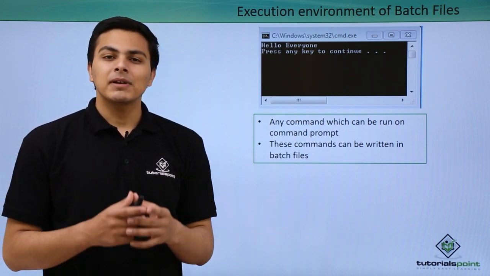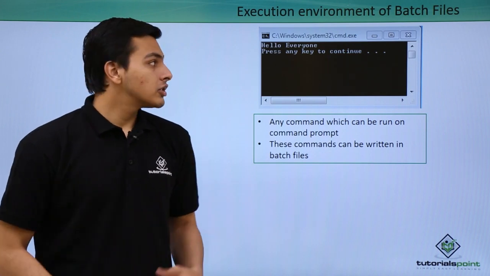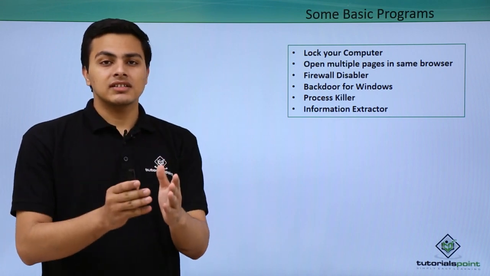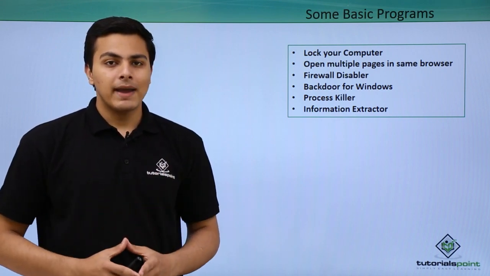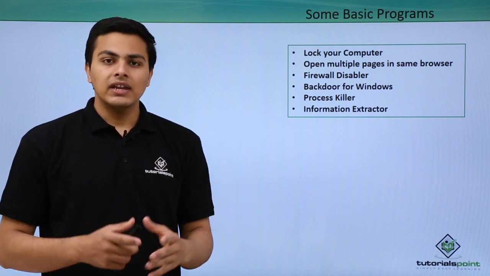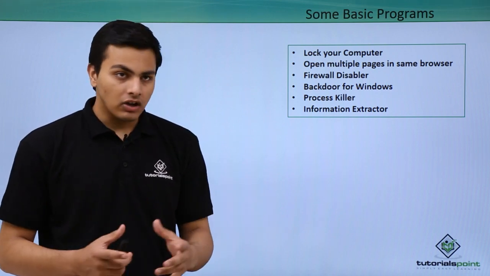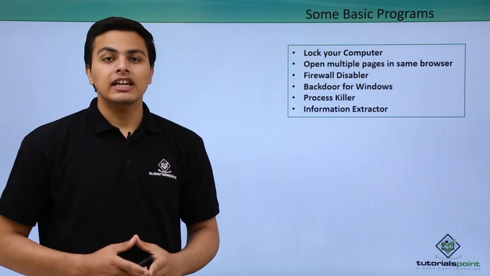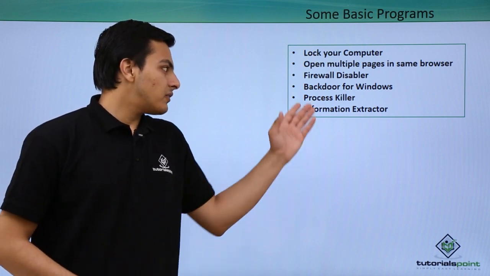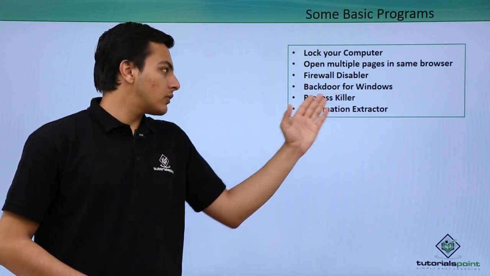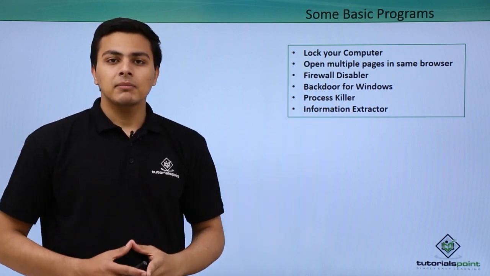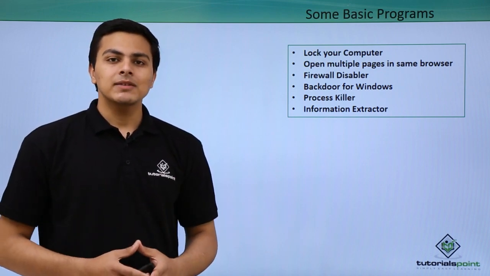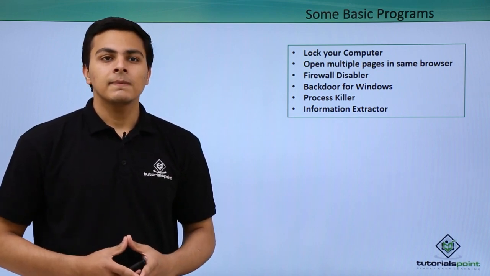Now let's talk about some sample programs which we will make in this video. These programs include locking your system. With the help of some programs we can even lock a particular system. We can make one Bash file and send that file to anyone, and if anyone just opens that file then their computer just gets locked. We can also open multiple pages in a browser, and even create malicious Bash files which may result in the firewall being disabled, and we can even create a backdoor for Windows and a process killer. With the help of some Bash programming files and tools we can even extract data from the system. That's why Bash programming is the most popular feature in Windows.